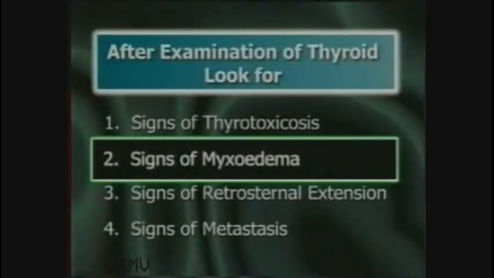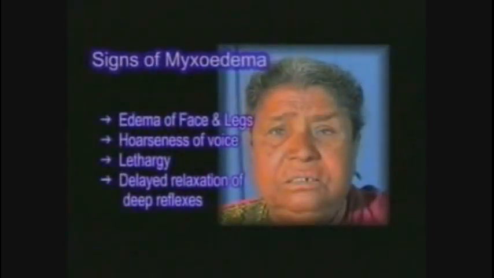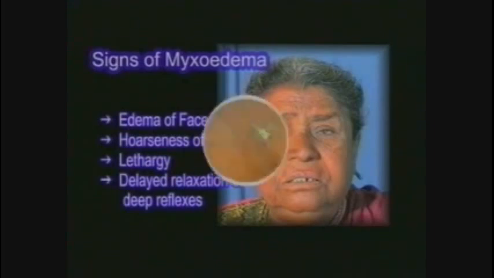Signs of myxedema. If there are no signs of thyrotoxicosis, look for signs of myxedema. Is the voice hoarse? Is there edema of the face and legs? Does the patient feel lethargic? And look for the diagnostic clinical sign, that is delayed relaxation of the deep reflexes. Test the ankle jerk and the knee jerk. Note the typical myxedema facies with edema and dry, coarse skin, and listen to the characteristic slow, hoarse voice.